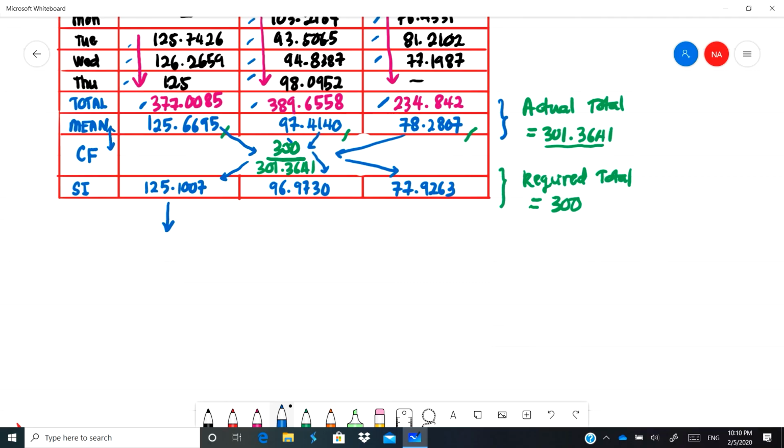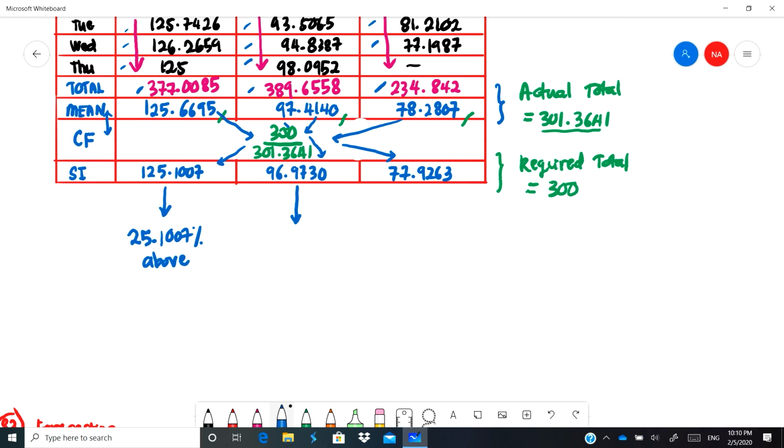So the number of tires produced are actually 25.1007% above the trend line. While this one is below 100, so we have to know how much it is below 100. So we have to press your calculator, 100 minus this value, all right? So you'll get actually 3.03% below the trend line. So the tires produced are 3.03% below the trend line.